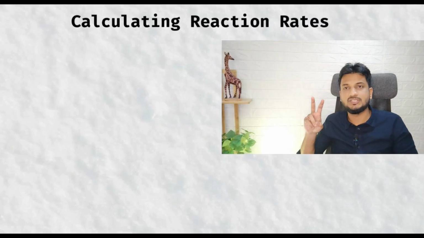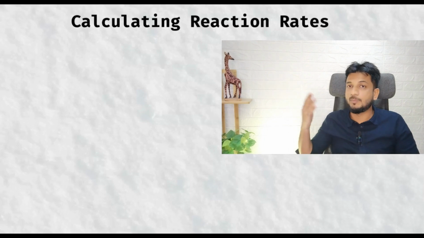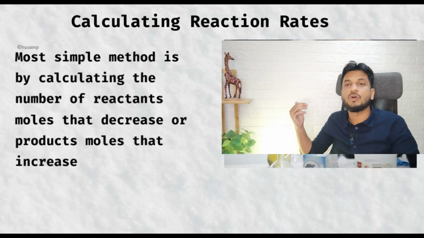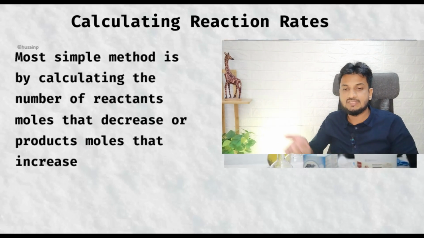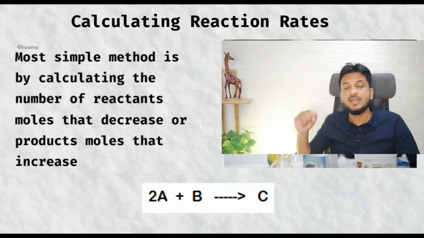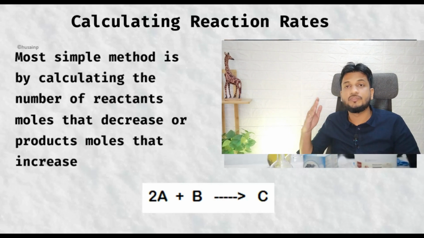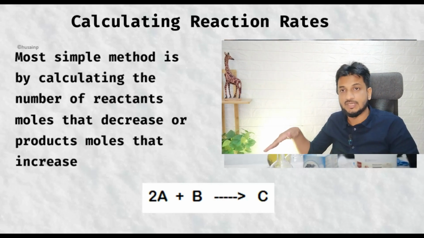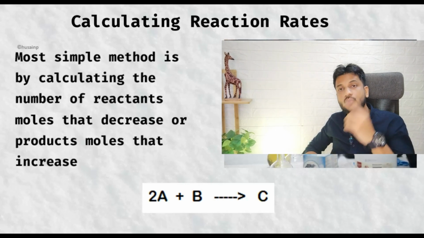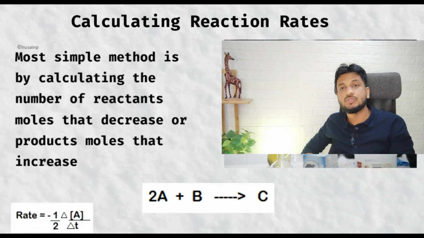So there are two simple ways, guys. Either we can calculate the decrease in the concentration or amount of reactant, or we can calculate the increase in the concentration of product. Let's take an example reaction here. 2A plus B gives C. Now, in this reaction, as the reaction proceeds, the concentration of reactants A and B decreases, and the concentration of product C increases. So, one way is we can calculate rate in terms of A.